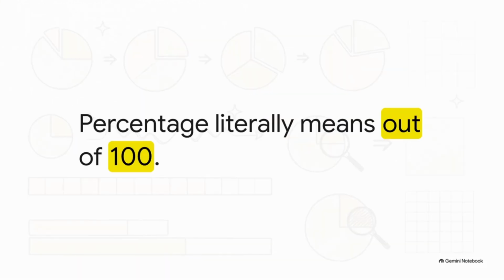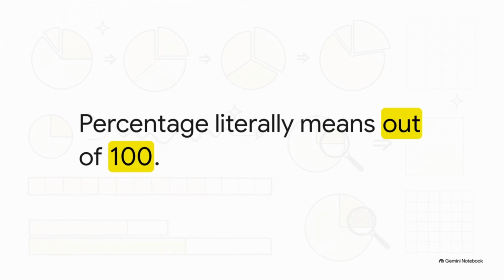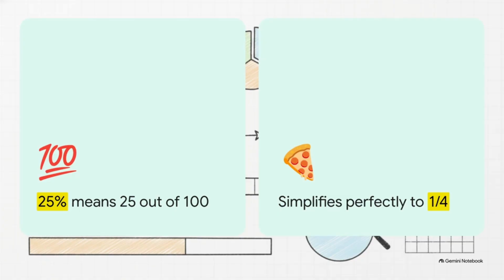So why is 100 such a big deal? Well, because the word percentage literally translates to out of 100. That famous little percent sign we see everywhere, it's basically just a mathematical shortcut symbol. Every single time you see it, your brain should automatically read the words out of 100 equal parts. And this connects directly back to those fractions we just talked about.